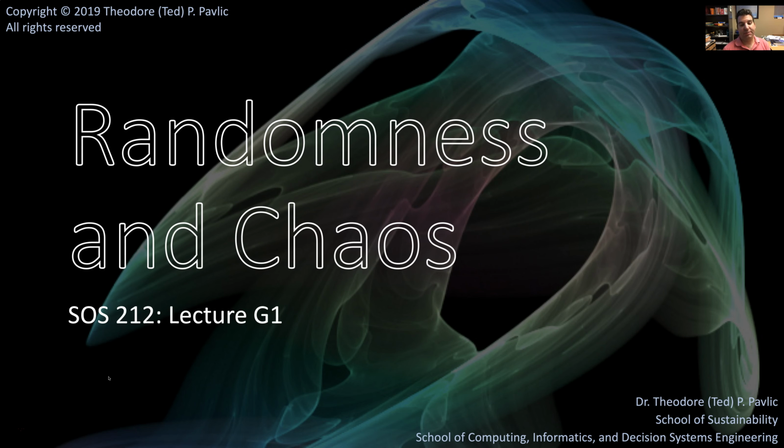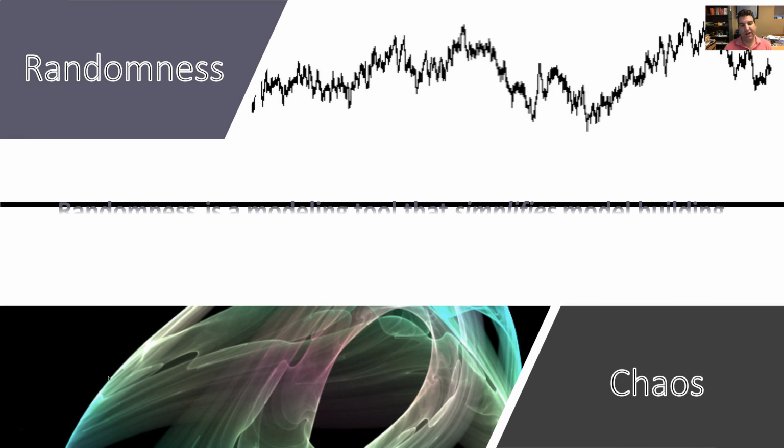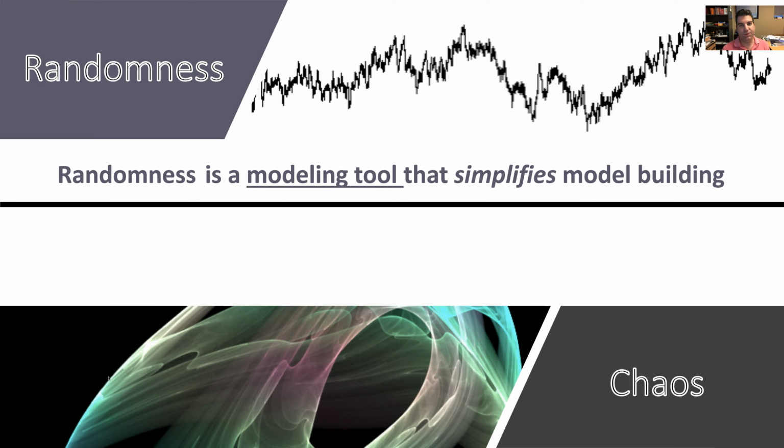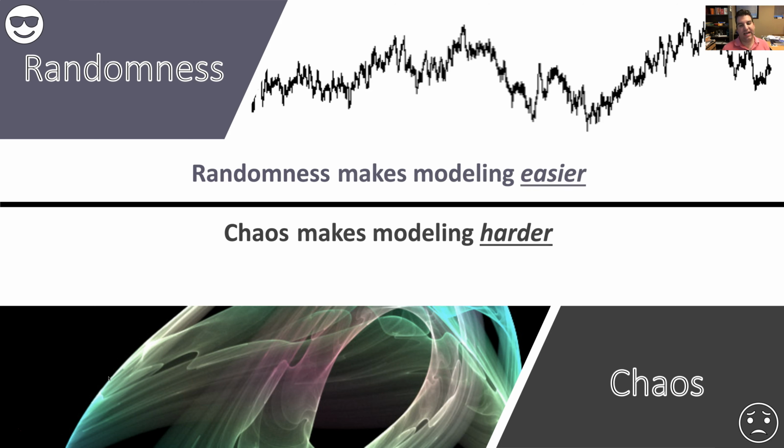But I'm going to break the lecture up into small parts, and I'm going to focus primarily on randomness in this lecture. Randomness is a modeling tool that simplifies model building, whereas chaos is an apparent randomness that emerges from a system, a model, or even a real system that is fundamentally not random. So randomness makes our modeling easier, and chaos in some ways makes modeling harder, but also makes using models harder.